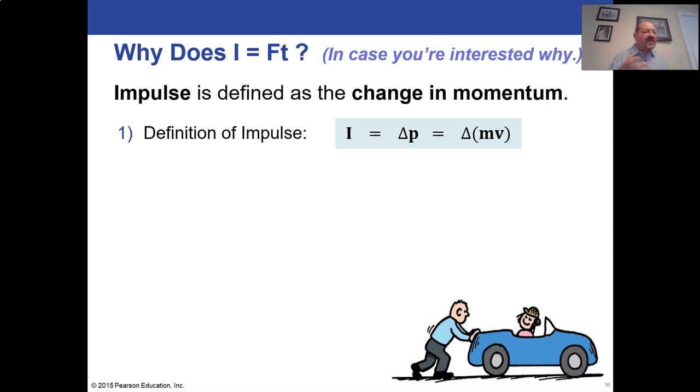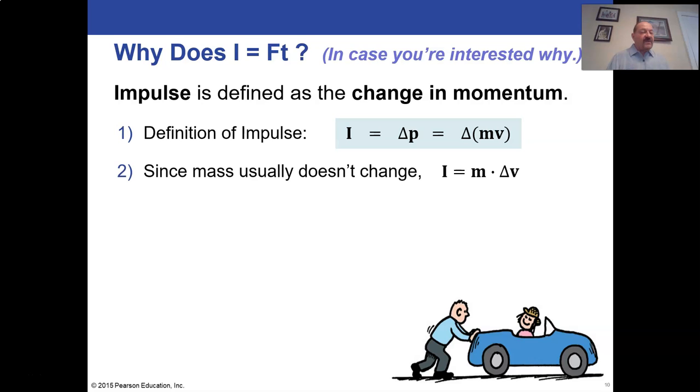So we designate change as the delta symbol, the Greek letter delta. It just means the change. It means the final version minus the initial version. And so momentum is just mass times velocity, so it's the final mass times velocity minus the initial mass times velocity. But in most of these impulse problems we're doing, the mass isn't changing. We're just changing the velocity. So impulse is a function of the change in velocity. It's mass times the change in velocity.